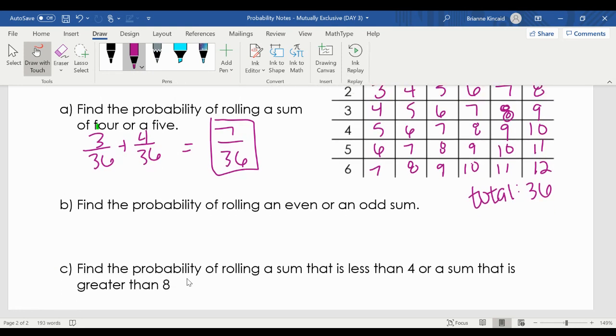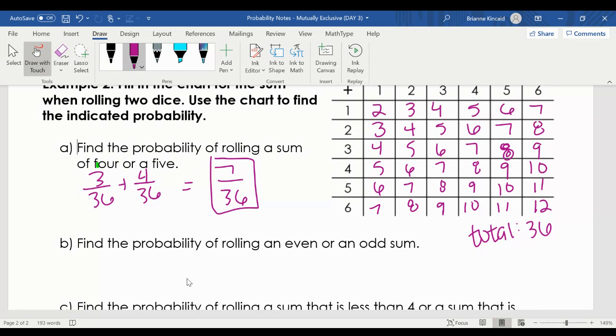For the second one, find the probability of rolling an even or an odd sum. You have two options here. So my even numbers, I have 2 plus the option of rolling 4 plus the option of rolling 6, 8, 10, or 12. With the odd numbers, you have a few less.